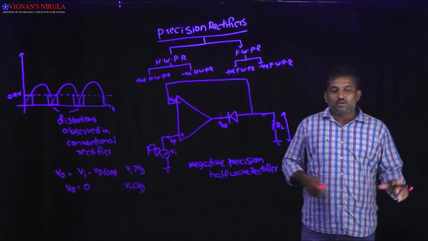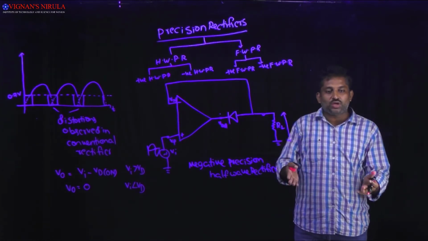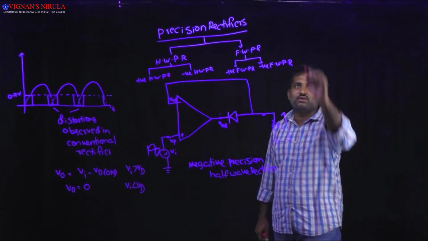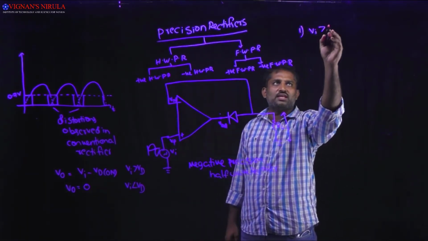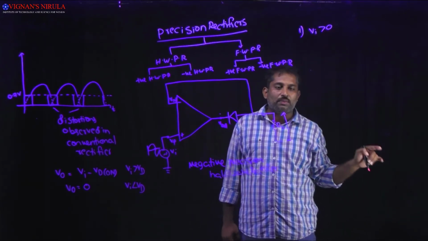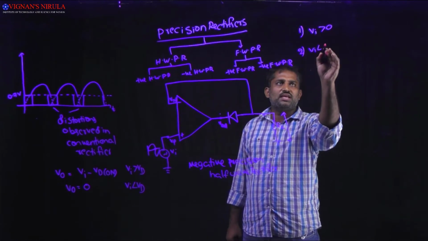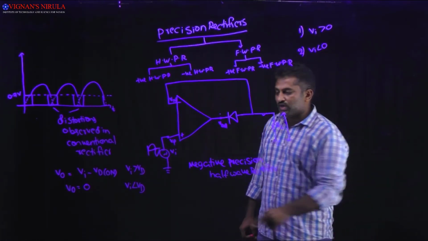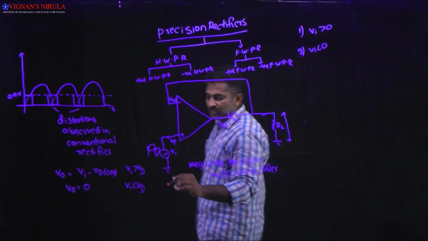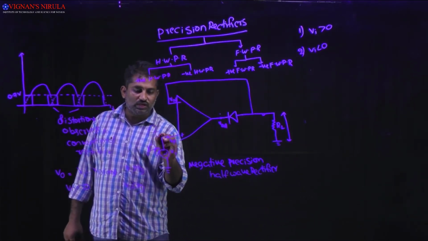Now see, like what we explained for the previous case, here also we are going to explain the same thing. Case 1: when Vi is greater than 0, we have to see what happens to the output. Similarly, case 2: when Vi is less than 0, we will see what happens at the output. First, I am going to consider case 1, which is Vi greater than 0.